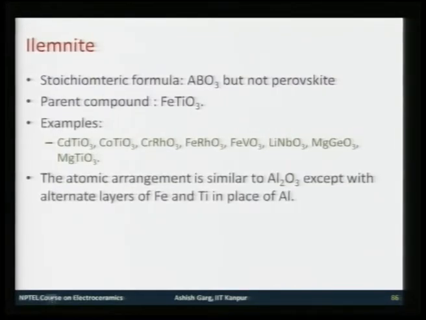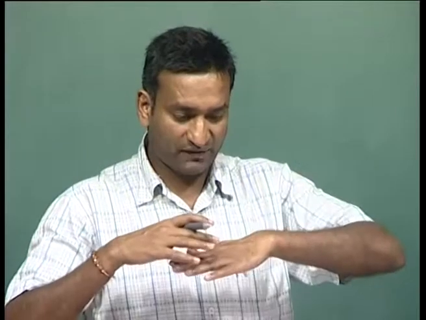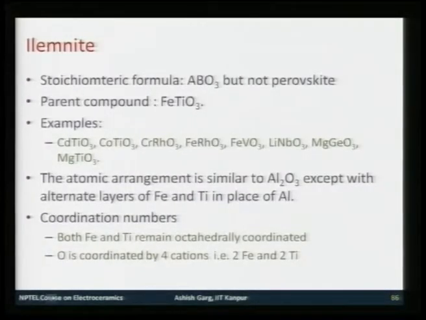So, the atomic arrangement is similar to Al2O3, except that in one layer you have iron, in the second layer you have titanium, and the site filling sequence is similar to what you have in aluminum oxide. So, for the coordination numbers of both iron and titanium, since the filling is according to the aluminum oxide structure, the site filling remains the same. So, iron and titanium both remain octahedrally coordinated. However, the coordination of oxygen now changes, it is coordinated by 2 titanium and 2 iron atoms.